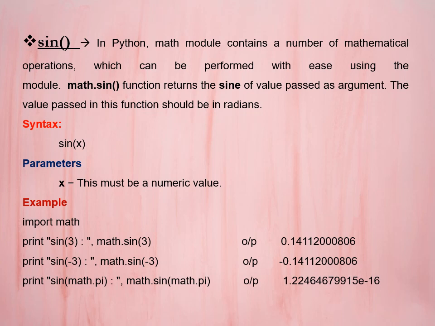Here I am taking some examples. Suppose I am writing math.sin(3). So here the sine function will return the sine value of 3, that is 0.14. If I am writing math.sin(-3), here again the sine function finds the sine value of minus 3, that will be minus 0.14. If I am writing math.pi, here the sine function again finds the sine value of pi, that will be 1.22.